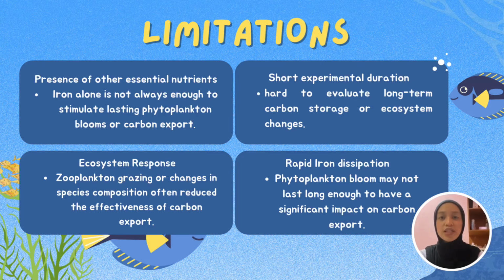Third, the short duration of these experiments made it difficult to measure long-term effects. We don't know how much carbon was really stored or how the ecosystem changed over time. And finally, there is the issue of rapid iron dissipation. Iron tends to spread out or sink quickly, so the phytoplankton bloom might not last long enough to make a significant impact on carbon export. These factors show that while the concept of OIF is promising, it is also complex and not as straightforward as it might seem.